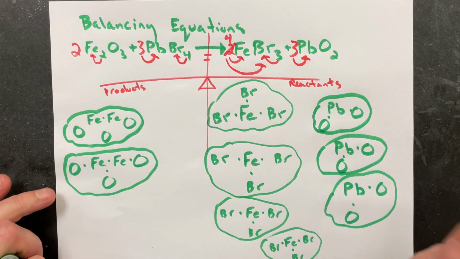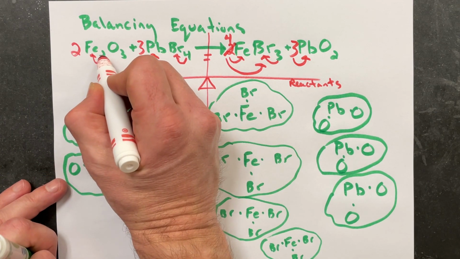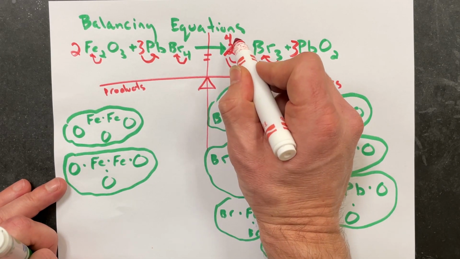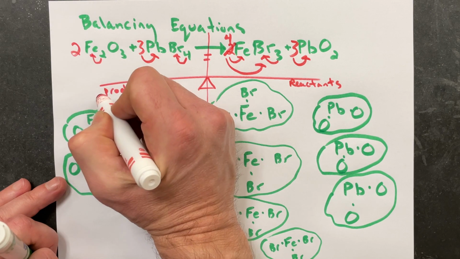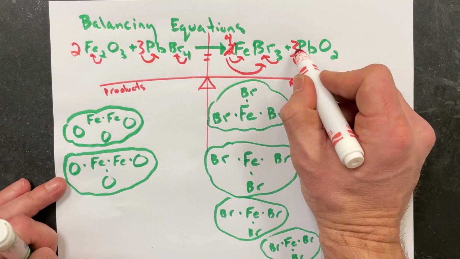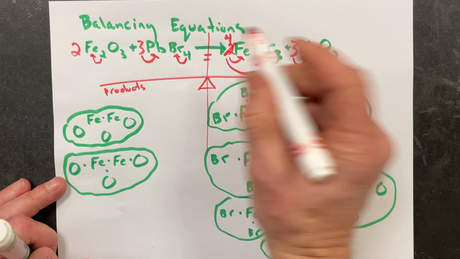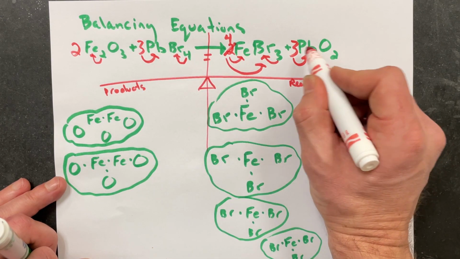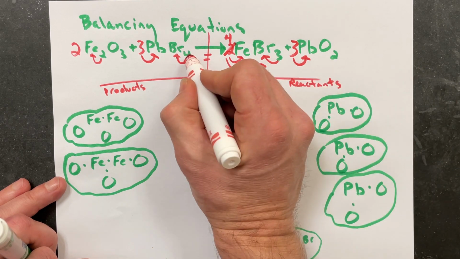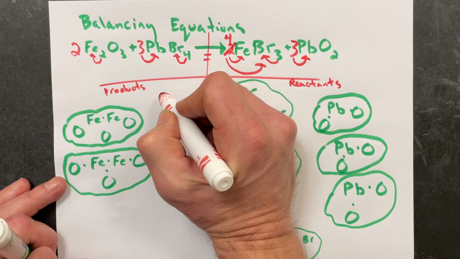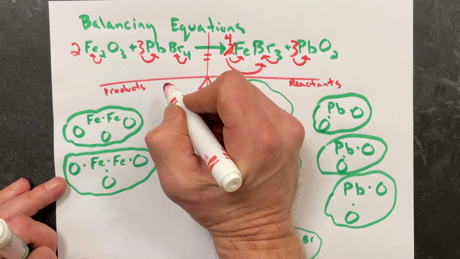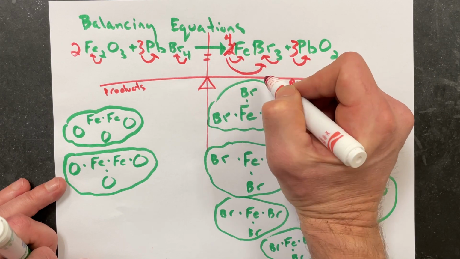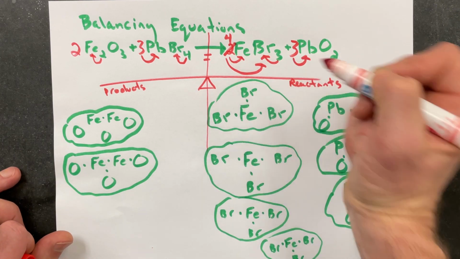So just double checking that. It's always good to double check. I have 2 irons 2 times for 4 irons, and I have 1 iron 4 times for 4 irons. I have 3 oxygens 2 times for 6 oxygens. I have 2 oxygens 3 times for 6 oxygens. So everyone's balanced so far. I have 1 lead 3 times for 3 leads, and I have 1 lead 3 times for 3 leads, and I have 4 bromides 3 times for 12 bromides, and I have 3 bromides 4 times for 12 bromides. So we can see everything is all balanced.